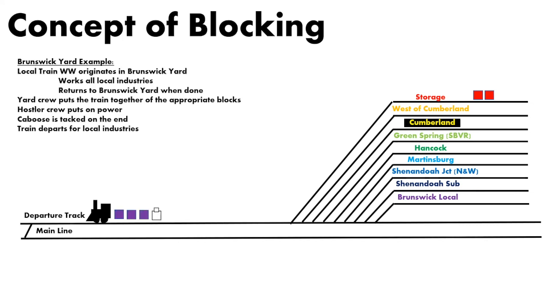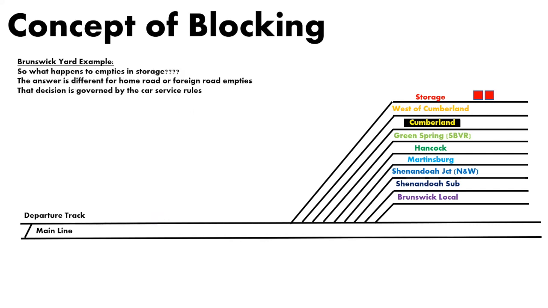Well, local cars are ones that would be served out of this yard to industries that are before the next major classification yard. And for example, my train WW here will work all the local industries, and then when it's done, it comes back to Brunswick Yard. So same basic evolution, except a local generally comes back to its same home. So it does a circle.